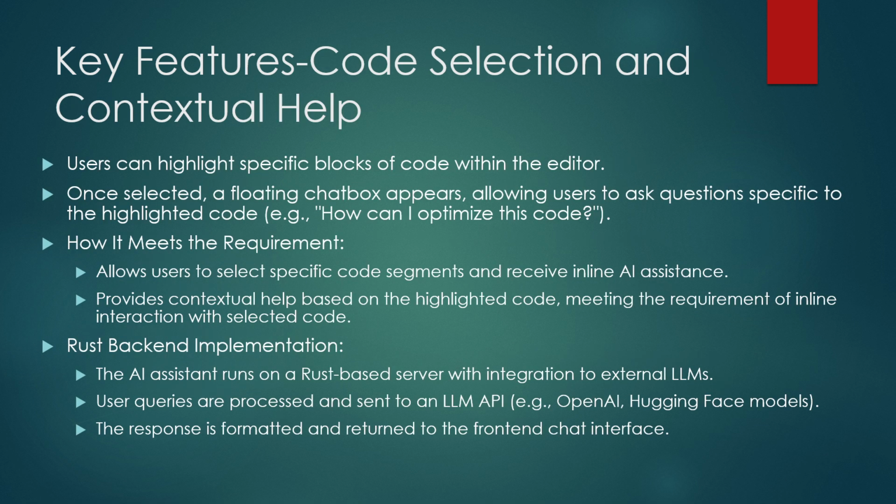And finally, the code selection and conceptual help. The users can highlight specific blocks of code in the editor. Once selected, a floating chat box will appear, allowing users to ask specific questions about the highlighted code. Here is how it meets the requirement. It allows users to select specific code segments and receive inline AI assistance, which provides conceptual help based on the highlighted code, meeting the requirement of inline interaction with selected code.